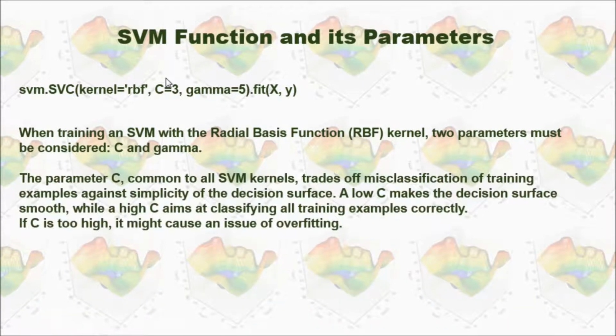The parameter C is common to all the SVM kernels. What does it mean? A low C makes the decision surface smooth, and a high C aims at classifying all training examples correctly. That means a lower C will loosen the condition, and a higher C will put a very strict condition on classification. So if C is too high, it might cause the issue of overfitting.